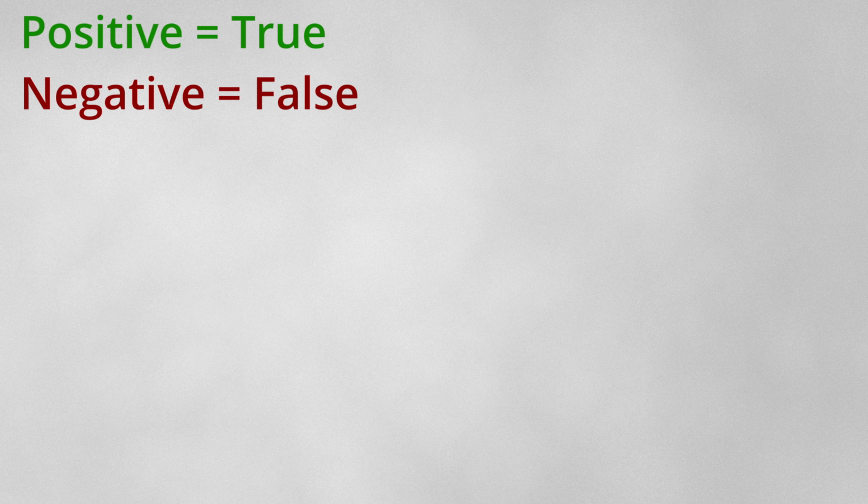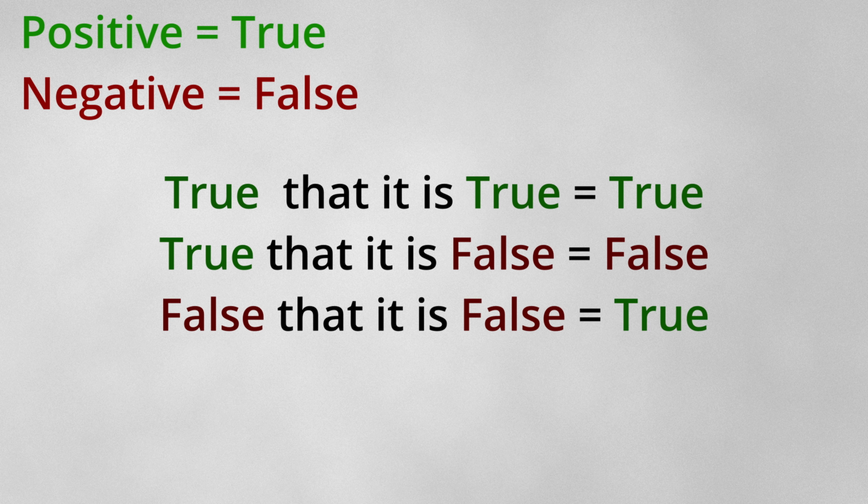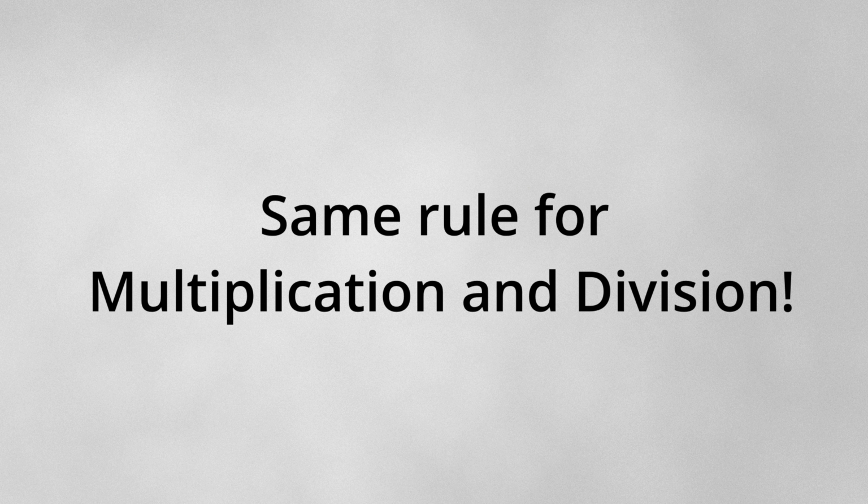Positive is true, and negative is false. So if you have two positives, it is true that it's true. If we have one positive and one negative, it's true that it's false, so therefore it's false. But if you have two negatives, it is false that it is false. Therefore, it is true. With division and multiplication, it's the exact same thing.